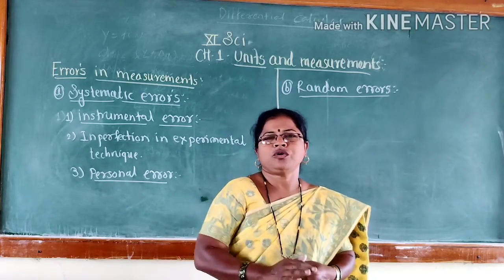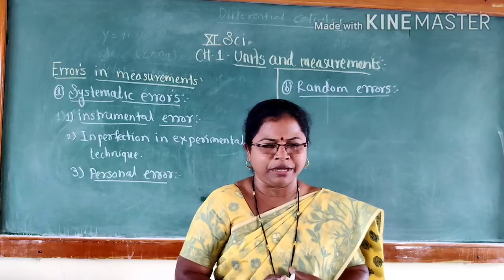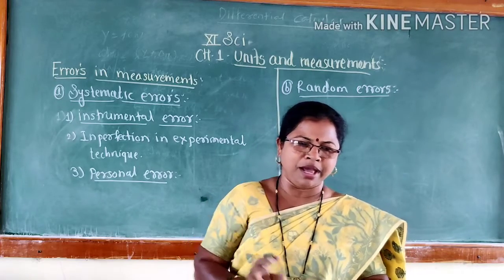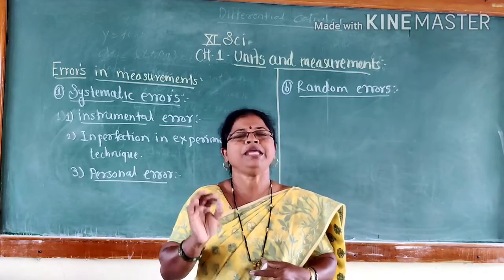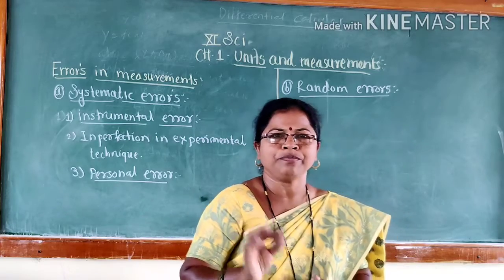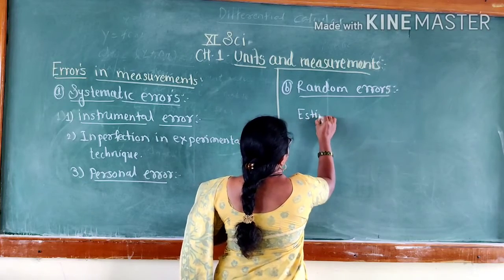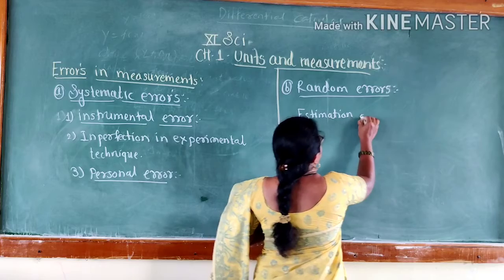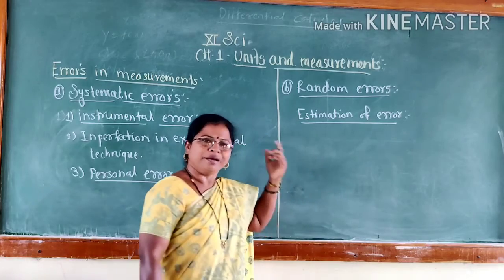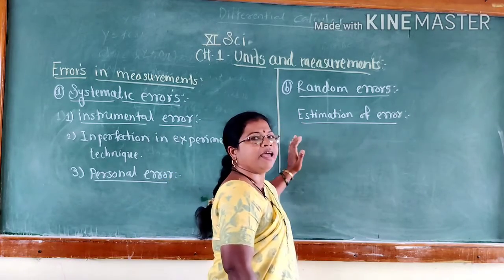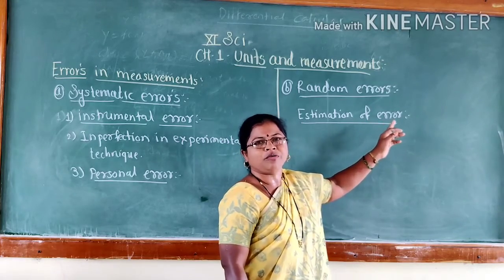This type of error can be positive or negative. These types of errors cannot be eliminated completely, but we can minimize them by repeated observations and then taking the mean of them. So how to find them? For that purpose there is estimation of errors. That means we have to take a number of observations. By taking the mean of them, we will get the exact value of that observation.